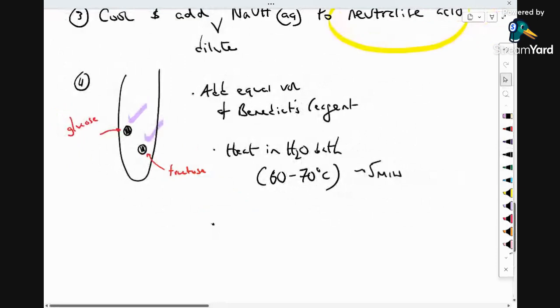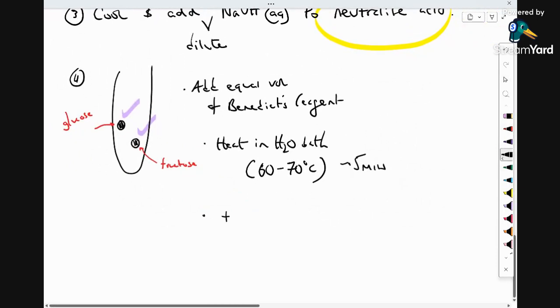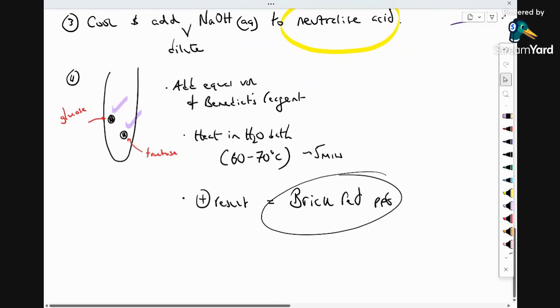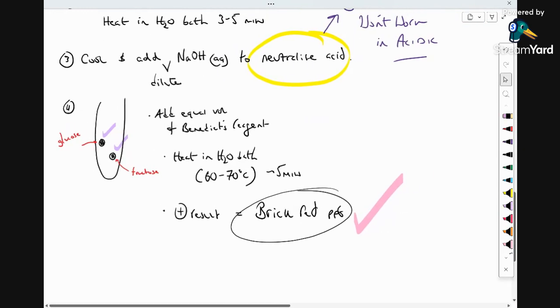And we should now get a color change. We should now get a positive result for reducing sugars. Therefore, we should get a brick red precipitate, or potentially green or yellow, orange, depending on how much reducing sugar is present. So hopefully what you can see is this is now a positive result. This is something we can actually see.